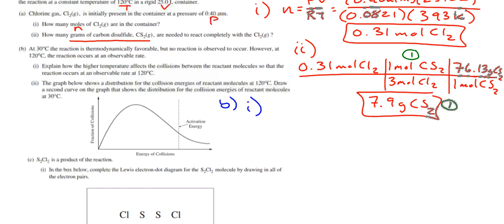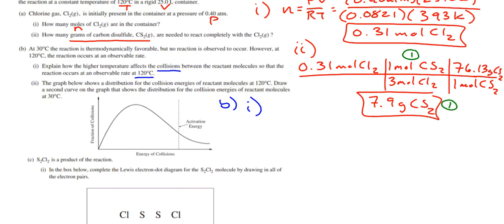Explain how the higher temperature affects collisions between the reactant molecules so that the reaction occurs at an observable rate of 120. All right, come up with a sentence, no more than two. If you want to talk to somebody else, what you think about it. So at 30 degrees, we don't see the reaction. At 120 degrees, we do see the reaction. So what do you think we need to talk about?